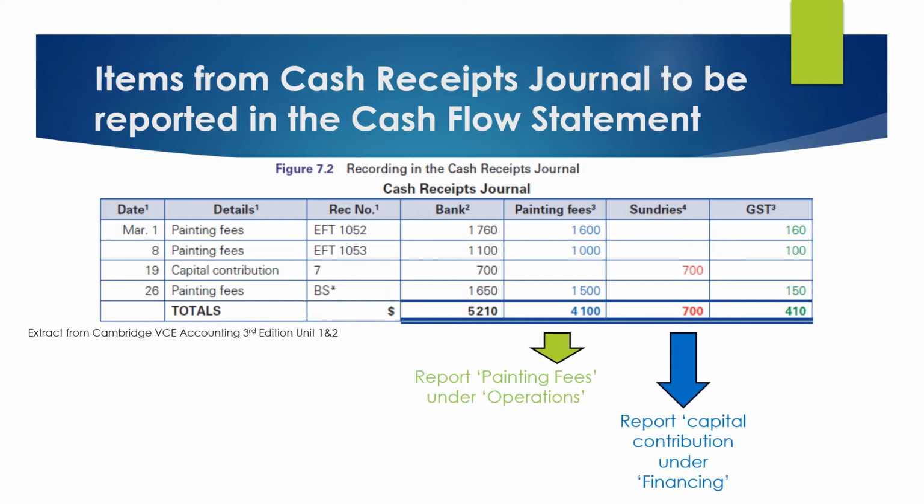Next, we look at the sundries column. With sundries, we must always see the specific classification of each item that was recorded under sundries. In this case, we only have one, which was a capital contribution from the owner. Capital contribution needs to be reported under financing in the cash flow statement. Lastly, in the GST received column, this is the amount that has been received from the customers as part of the painting fees paid. We report GST received under operations in the cash flow statement.